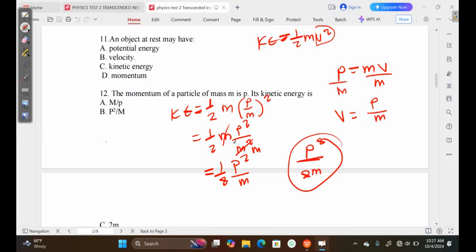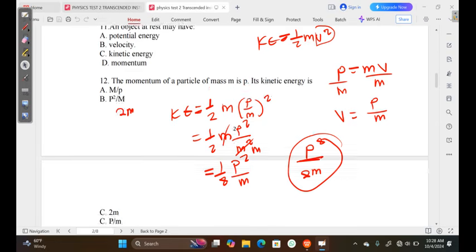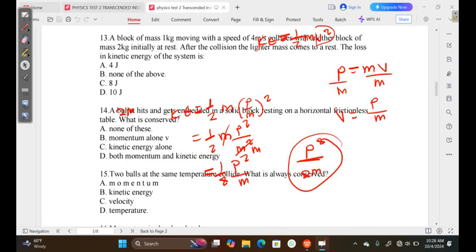Here, when I was typing, I made a mistake. In this option B I was supposed to put 2m down. So the correct answer was supposed to be B: p squared over 2m. So when you find this question, the answer is p squared over 2m. Okay. That's that question. Now we go to question 13.